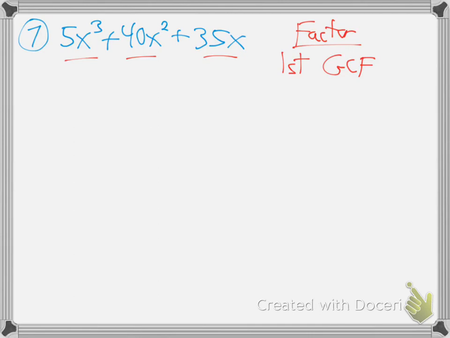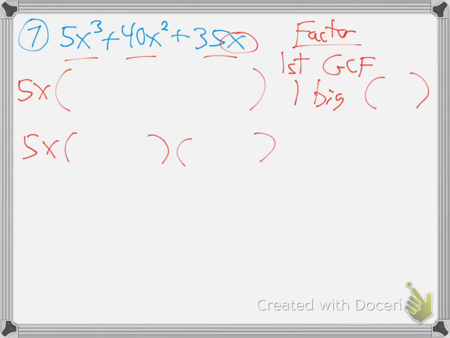5. They all have 5. And what about the letters? X, right? You take the lowest power. And then you first do the GCF, one big parenthesis, not the two parentheses right away. Just put the 5x in the front and do the one parenthesis. Then on the next step, you'll do the 2. Are you tracking with me?